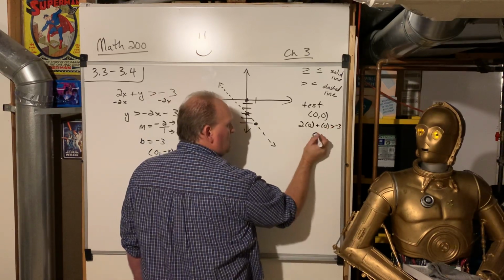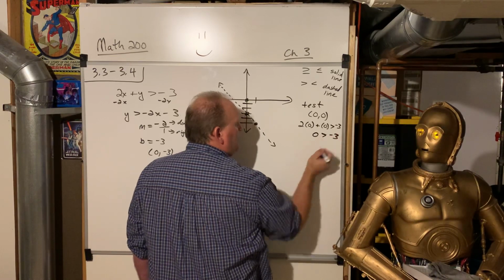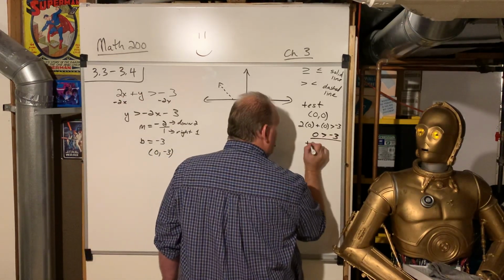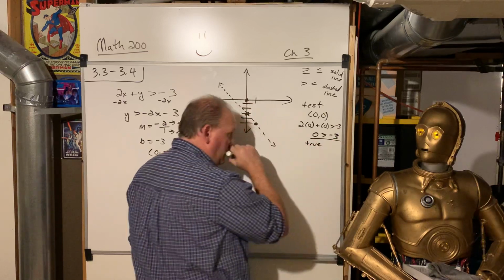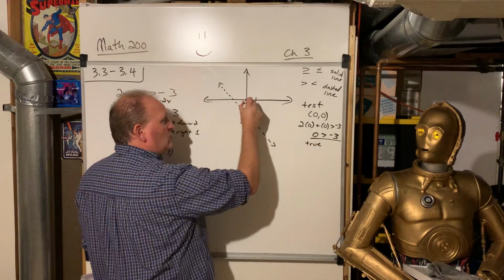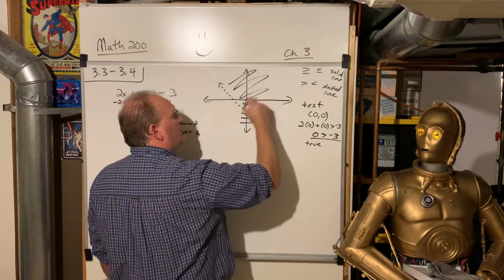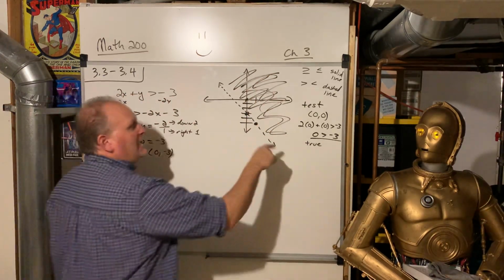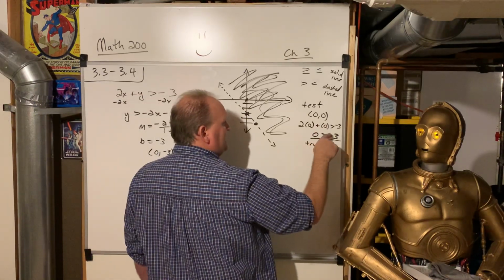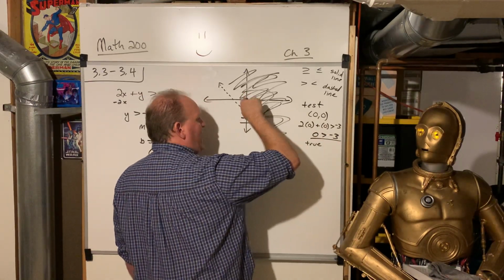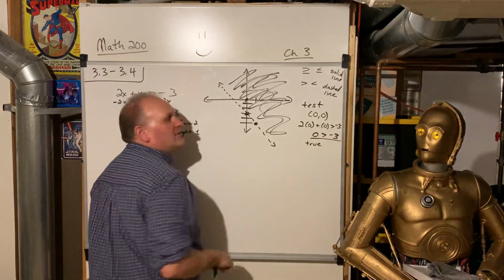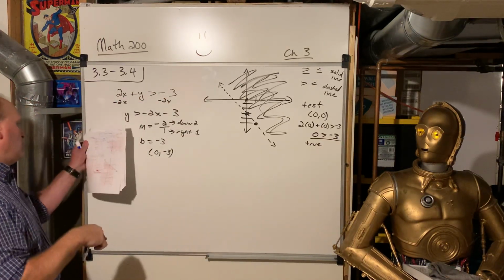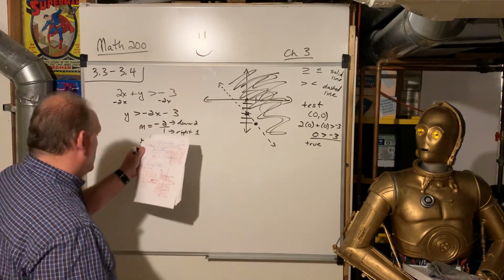So is 0 greater than negative 3? Yes, that is a true statement. 0 is greater than negative 3. And so that means this point works, which means all the points on this side of the line work. If this would have said 0 is less than negative 3, then that point would have failed, and then I would have shaded everything on the other side. So that line always separates all the points that work from all the points that don't work.